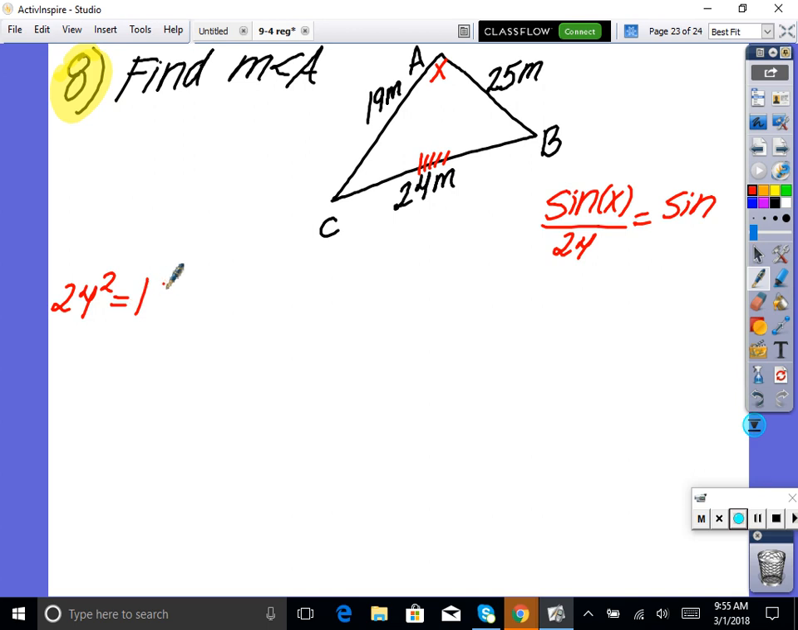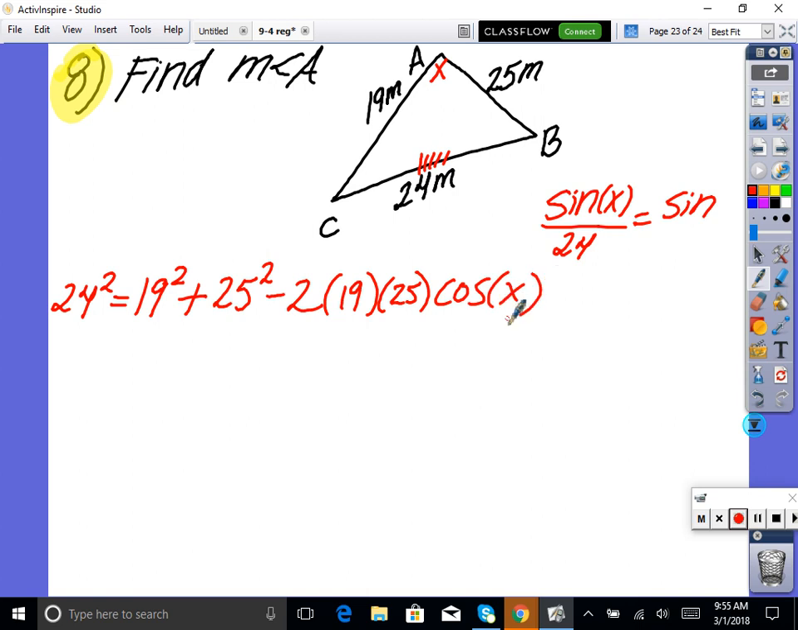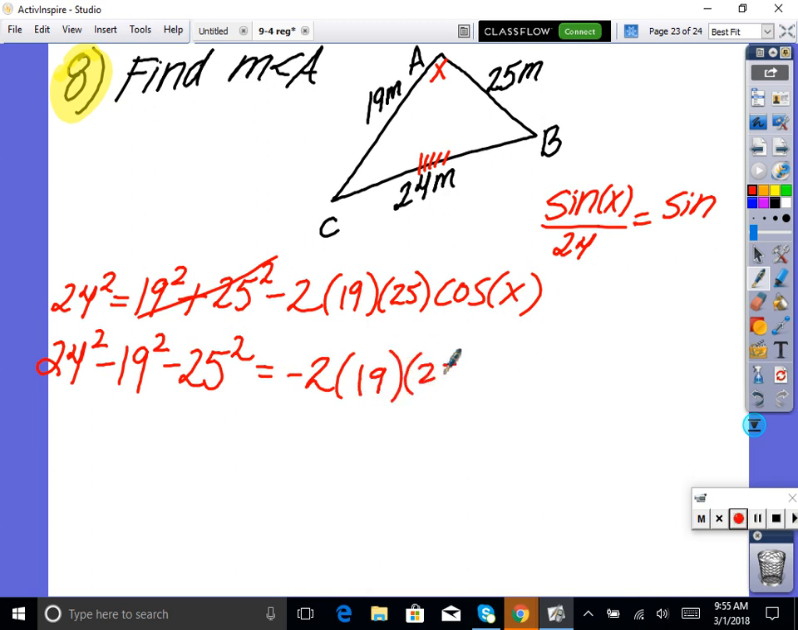24 squared is equal to one of the sides squared, 19 squared, plus the other side squared, 25 squared, minus 2 times that, times the cosine of the angle. Now we can subtract 19 squared, subtract 25 squared. 24 squared minus 19 squared minus 25 squared, because we can undo those additions with subtractions. That's equal to negative 2 times 19 times 25 cosine of x.